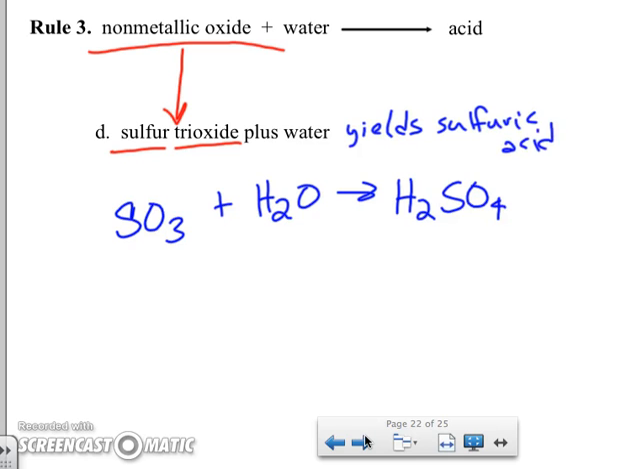And if we take a look here, I believe that's balanced. 1 sulfur, 4 oxygens, 4 oxygens, 2 hydrogens, 2 hydrogens, and we know that this is a synthesis reaction because we only have one product. And again, we have to abide by the rules.